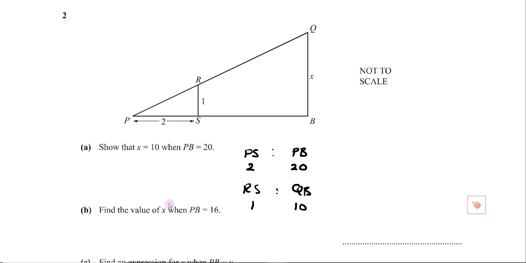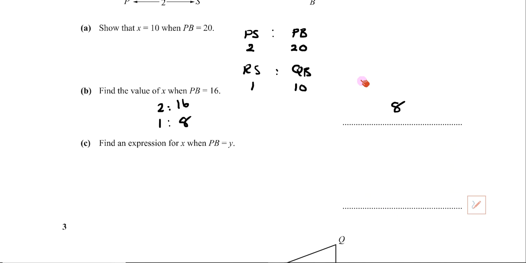Okay, so find the value of x when PB is 16. So 2 to 16, yeah, we're looking at that. 2 to 16, so it's going to be 1, 2, 8. We're showing this. Find an expression for x when PB is y.